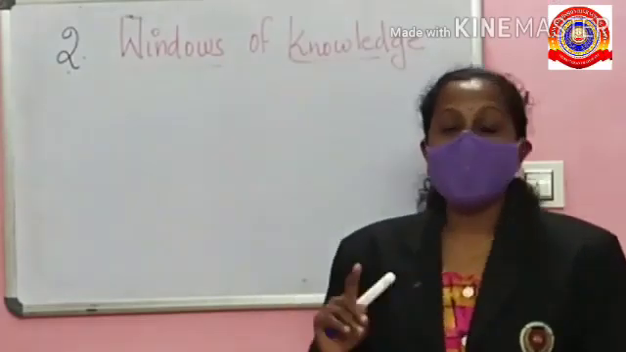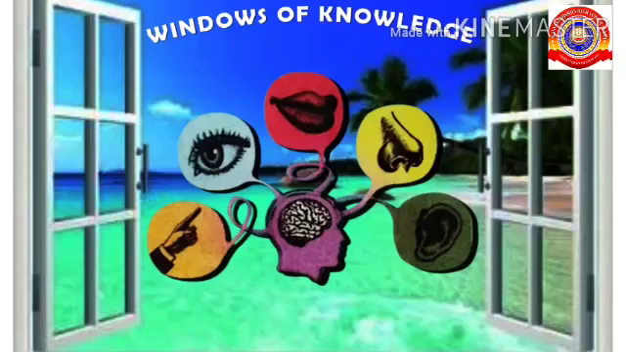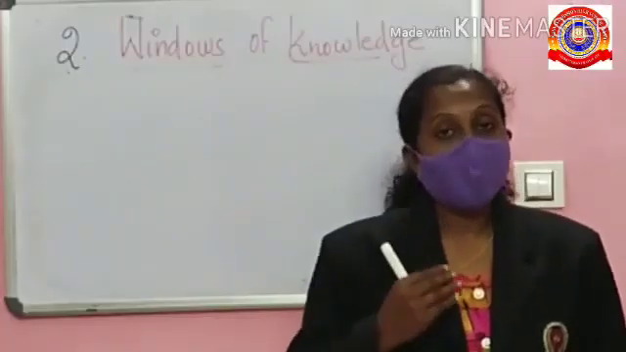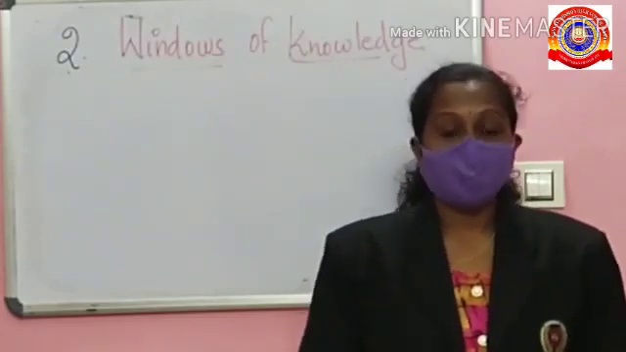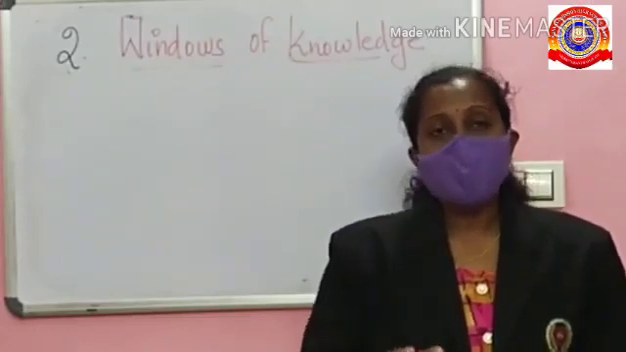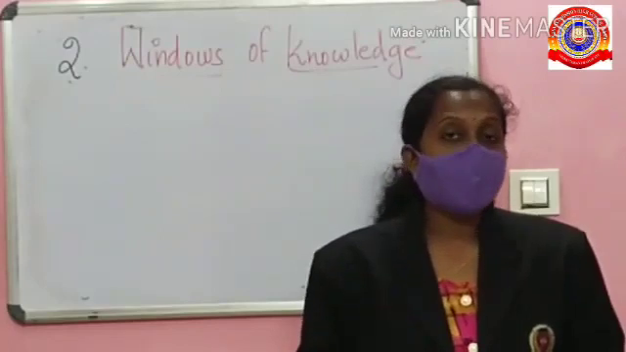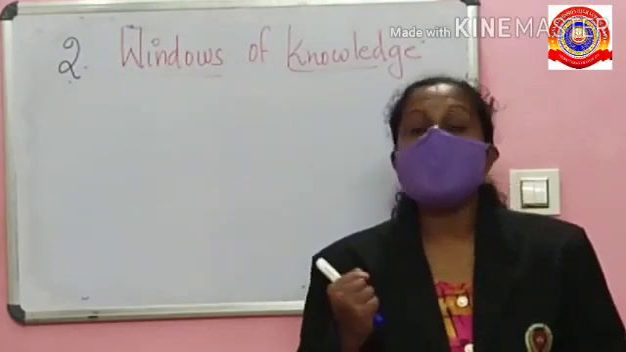Today we are moving to our second chapter, Windows of Knowledge. From this chapter, you may get a lot of ideas about sense organs and their function. Before moving to our chapter, let's recall about receptor. You already know what you mean by receptor. Yes, the receptors are specialized cells in the sense organs and other parts of the body to receive stimuli. The number of receptors in the sense organs is different in different organisms.